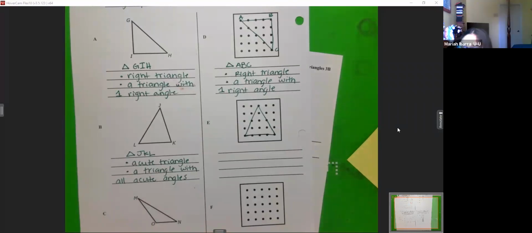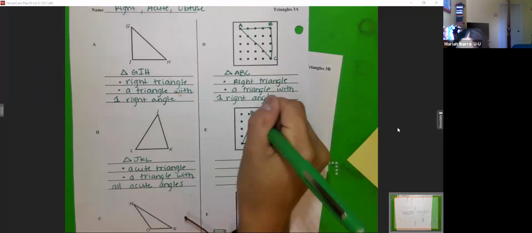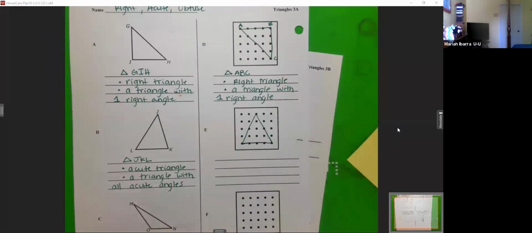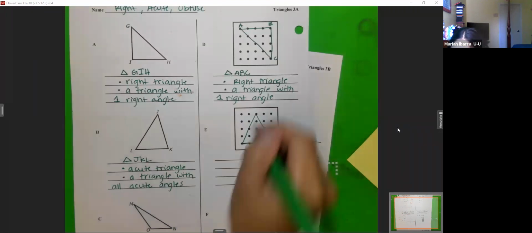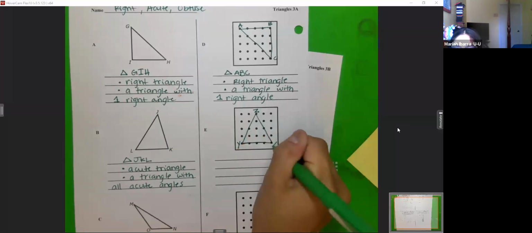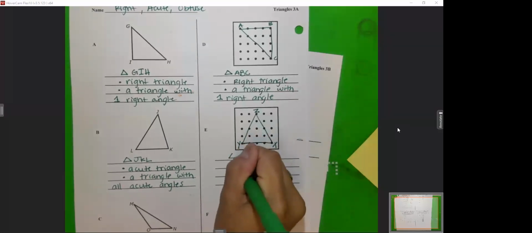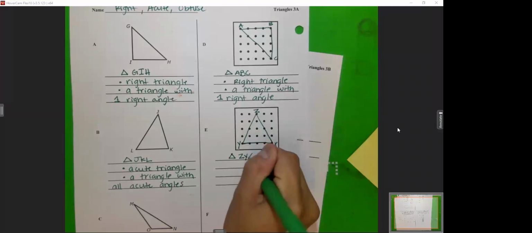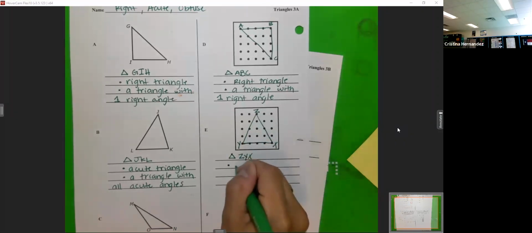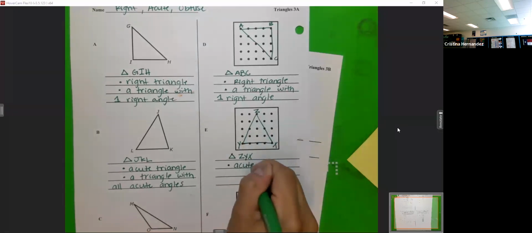Is that a cute triangle? Yes. Thank you. You want to label this one? What letters do you want to label this one? Z, Y, X. Triangle Z, Y, X, and she said it's a cute triangle. Cute.